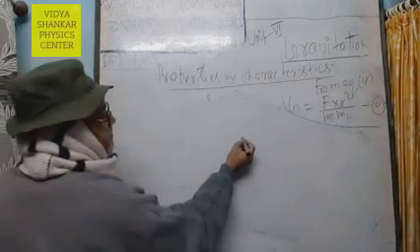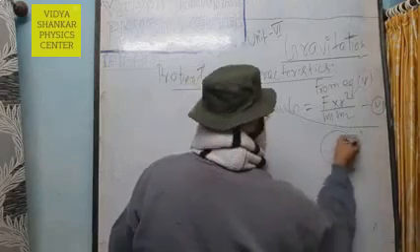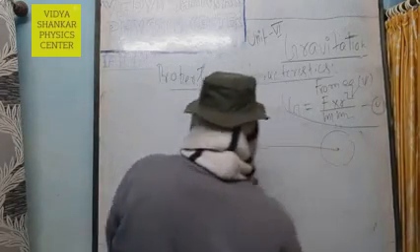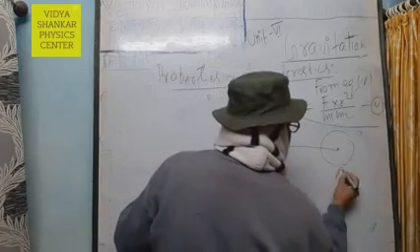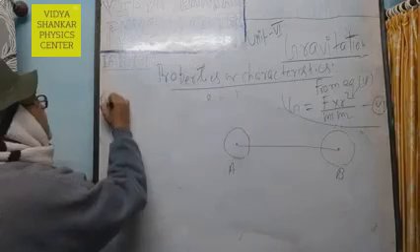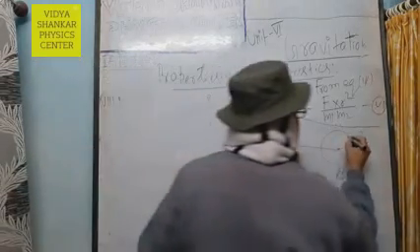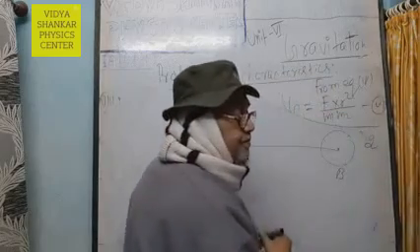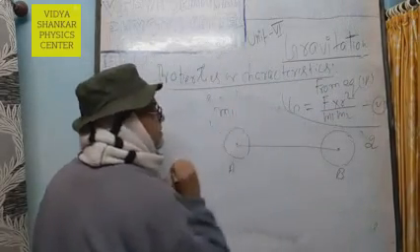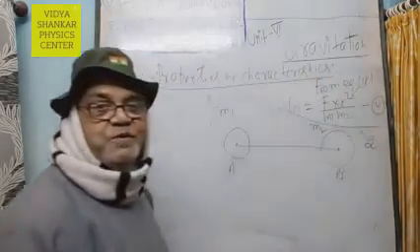Here we have two bodies, with centers A and B. A is the first body and B is the second body. The mass of the first body is M1. The mass of the second body is M2.